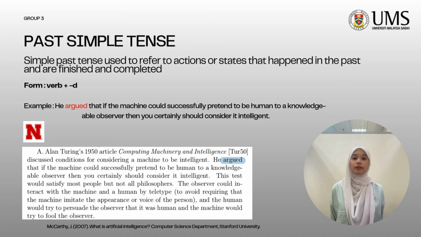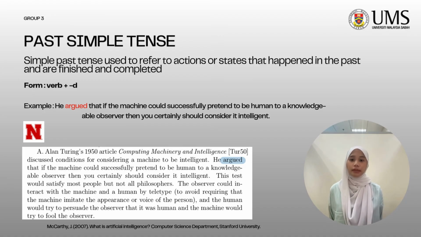For example, from the article, he argued that if the machine could successfully pretend to be human to a knowledgeable observer, then you certainly should consider it intelligent. Here, the word argued is the past simple tense of the verb argue. This shows that the action already happened in the past.